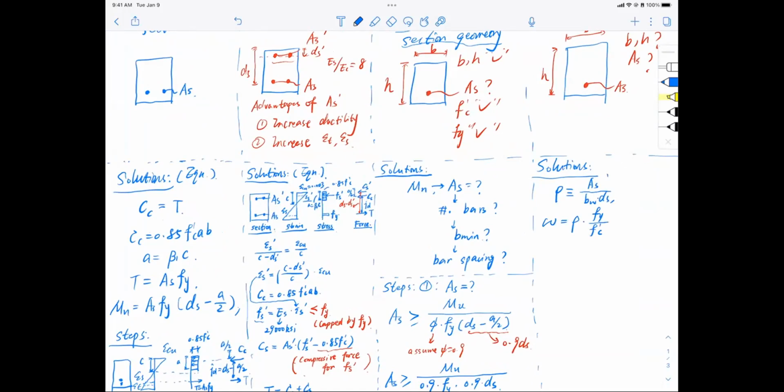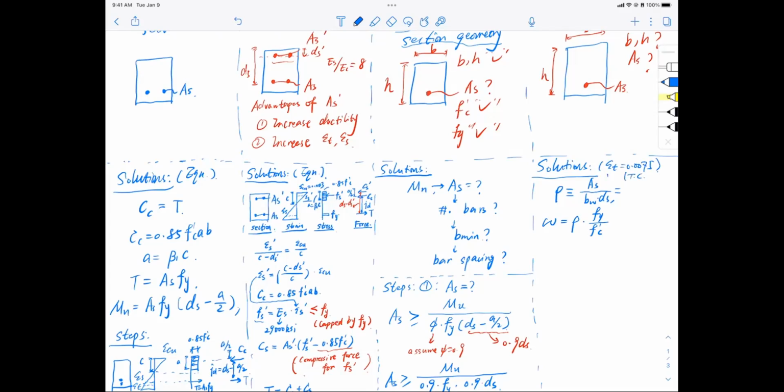Wait, let me see if I did it right or wrong. I think I made a mistake here. Just give me 1 second. Rho equal to As fy, good. And omega equal to rho fy over f'c, no problem. I didn't do anything wrong. That's correct.